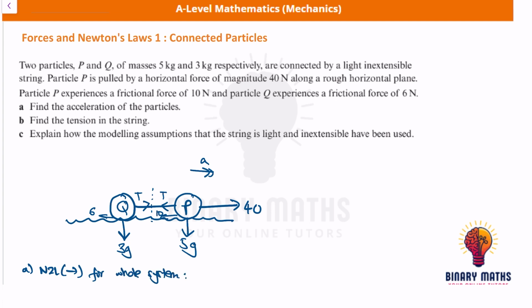Because it's moving to the right, the forces acting to the right are 40 plus T, and then I have to subtract all the forces acting to the left, which is minus 10 minus T minus 6, and this must be equal to mass, which is the total mass of 8 kg, so 8 times acceleration, 8a. If I look at the T, the T cancels out. 40 take away 10 take away 6 is 24. So 24 is equal to 8a. So a will be equal to 24 divided by 8, which is equal to 3 meters per second squared.